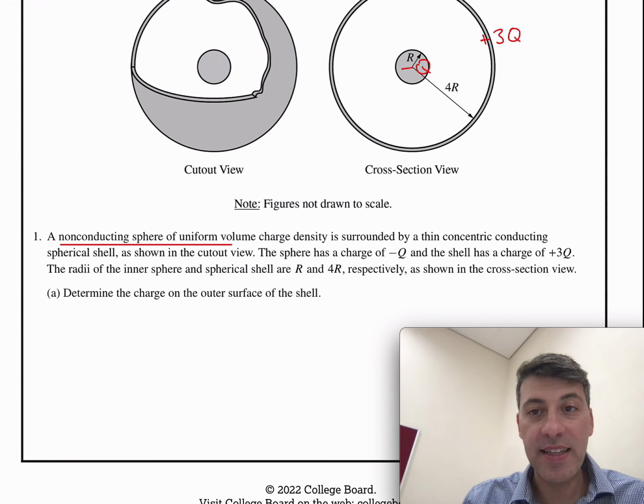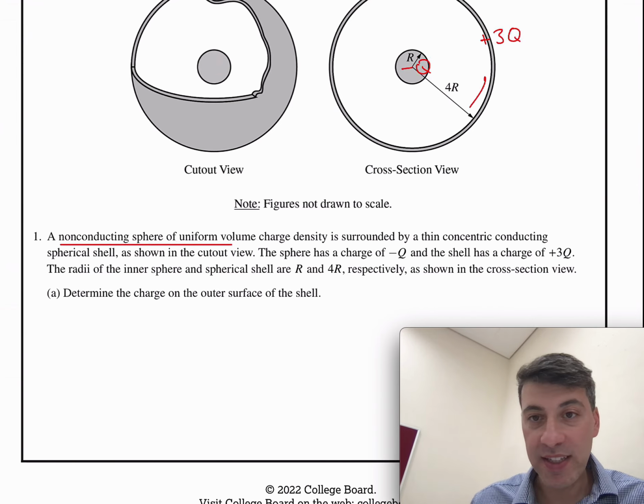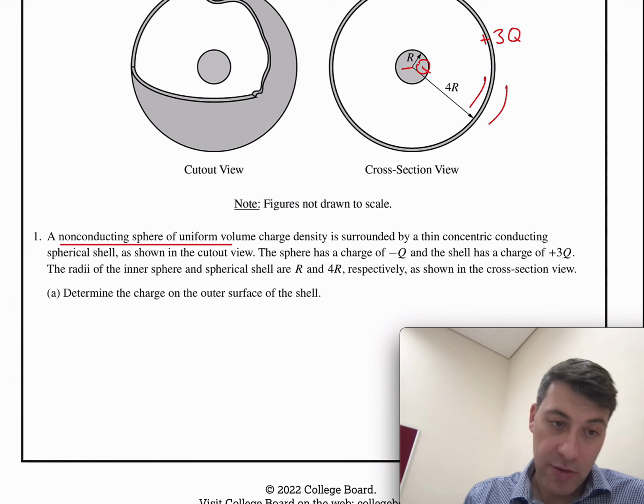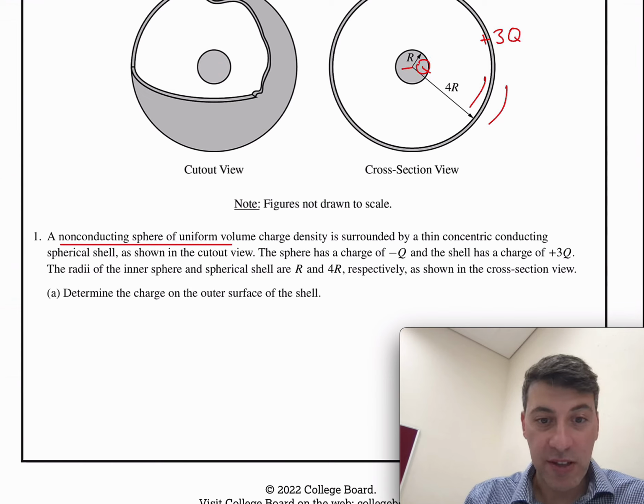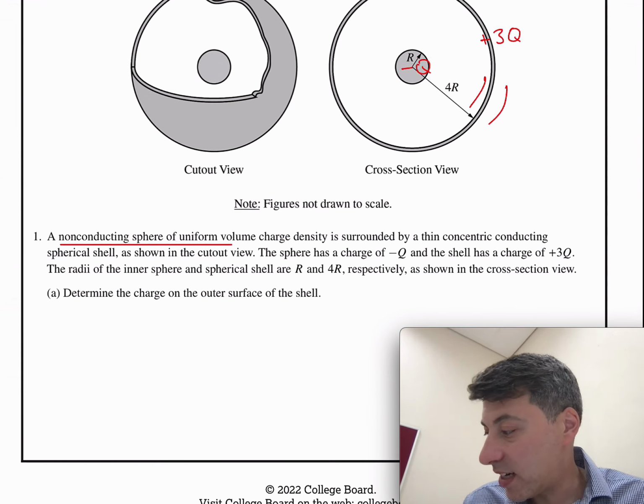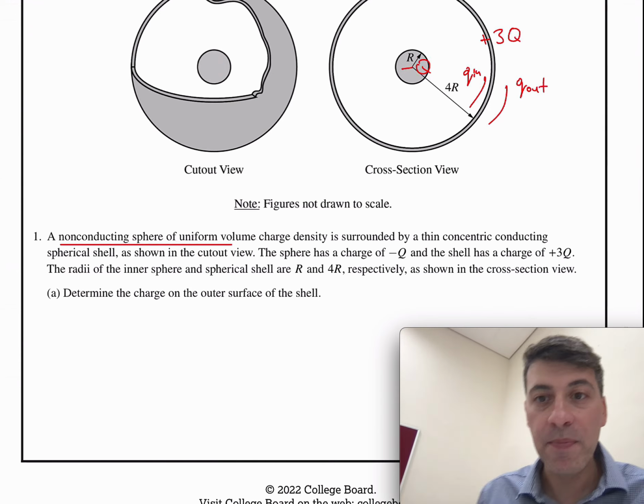My guess is that the questions will be, sooner or later, what is the charge on the inner surface of the shell and on the outer surface of the shell. We know that the internal radius is r and the radius of the shell is 4r. And we need to determine the charge on the outer surface of the shell. So there is a charge on the inner surface and a charge on the outer surface of the shell.